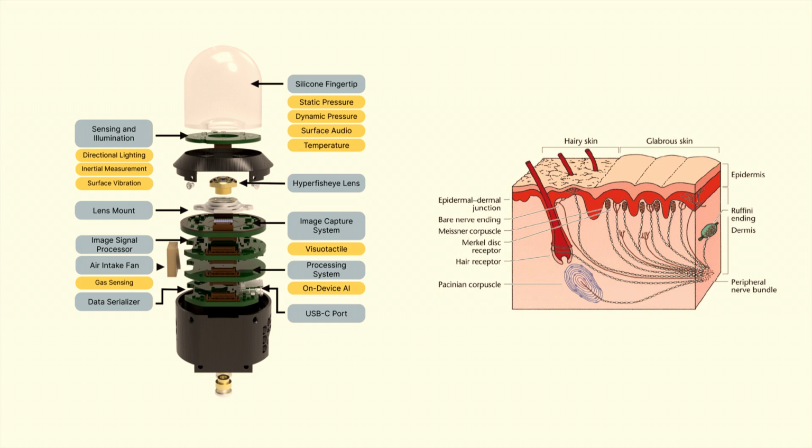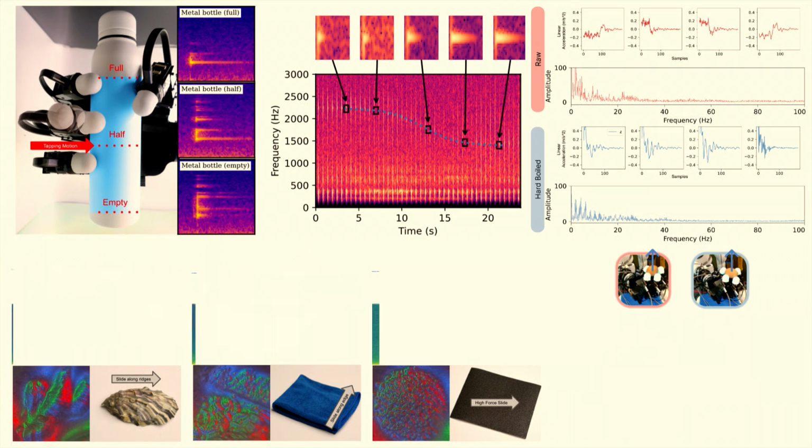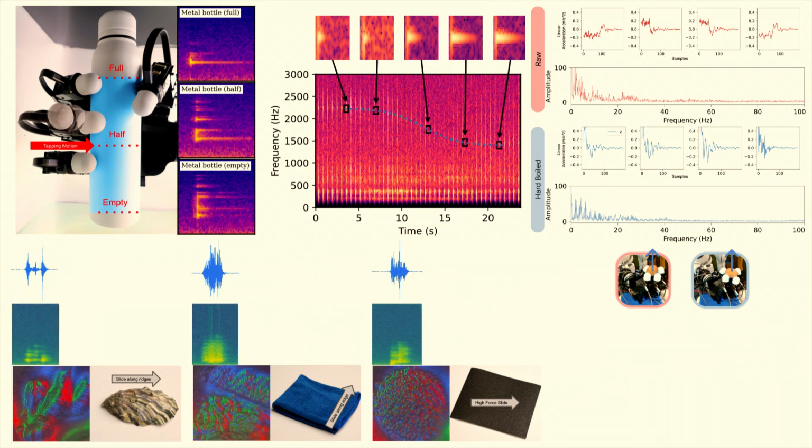Okay, and then we can do amazing things with this. So here are some examples, and again, you should read the paper. So for example, you have a glass, and you want to know whether it's half empty or it's full or empty, right?